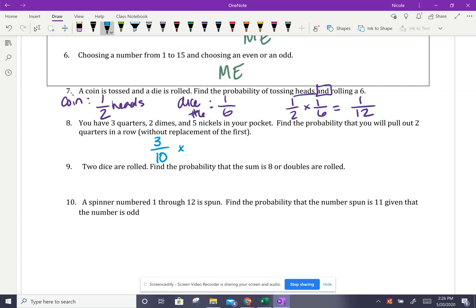And that second quarter, you didn't put the first one back, so there's only 2 quarters to pick from. And you didn't put the first coin back, so then you only have 9 options. So that turns into 6/90, which we can reduce to 1/15.